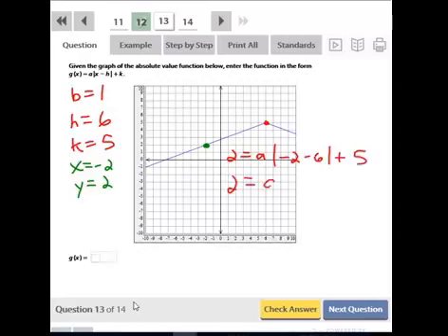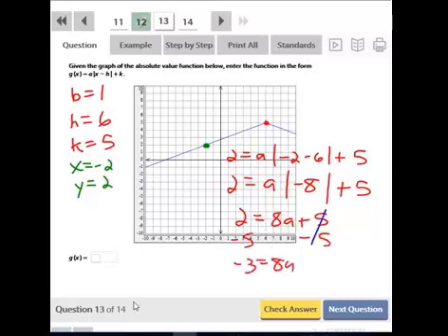2 equals a(negative 2 minus 6 is negative 8), plus 5. Now the absolute value of negative 8 is 8, so 2 equals 8a plus 5. Minus 5, minus 5. Negative 3 equals 8a. Divide by 8. So I know that a is equal to negative 3 over 8, which makes sense because this looks like it's been flipped, and it also looks kind of shorter and fatter, like it's gone through a vertical compression.